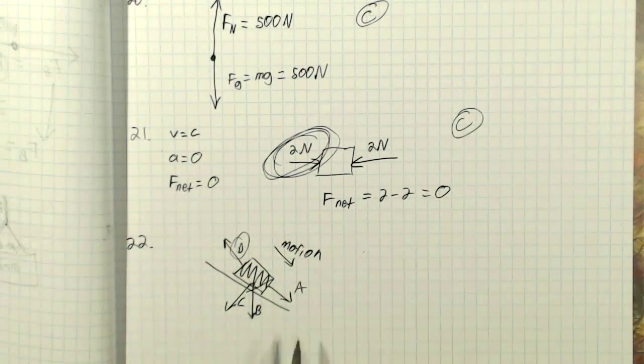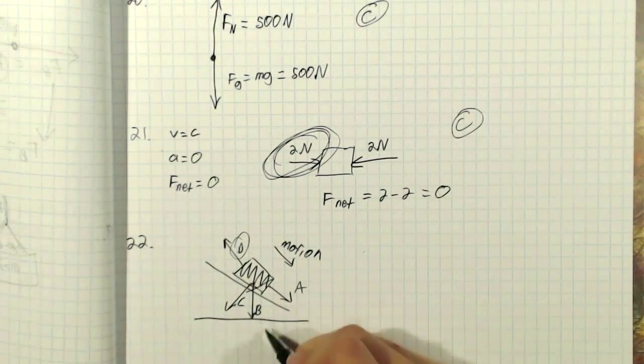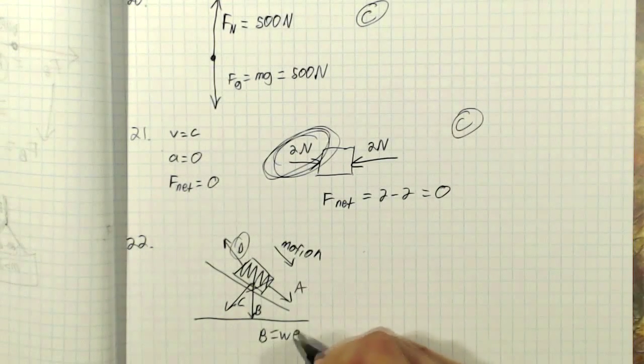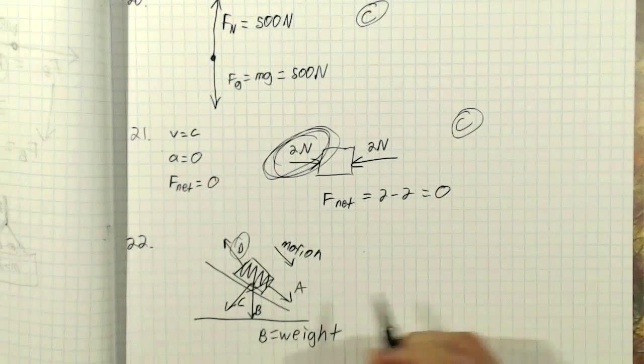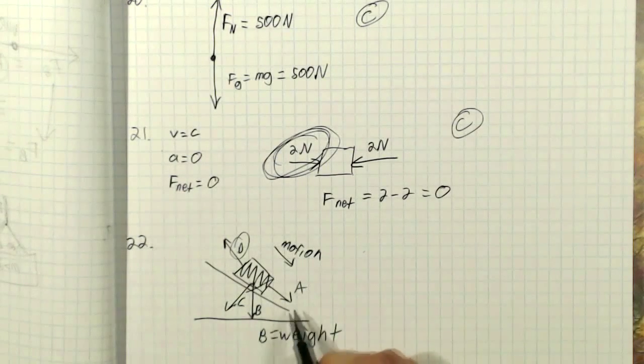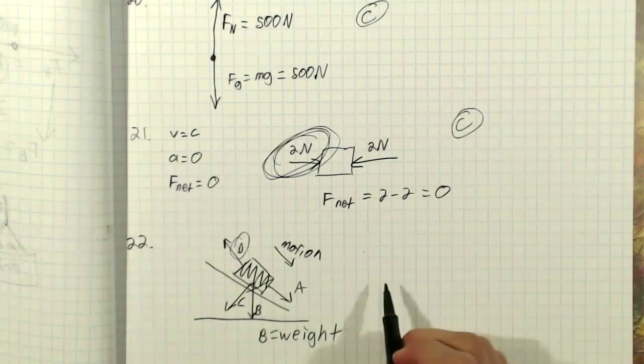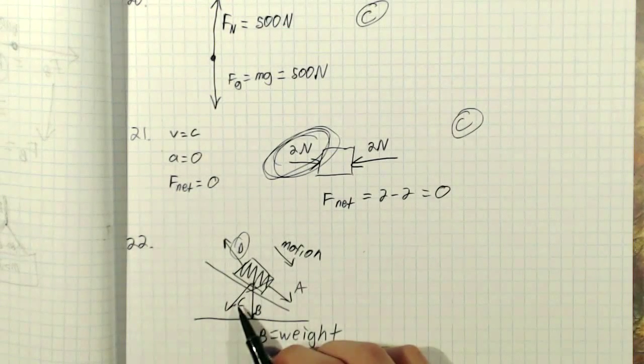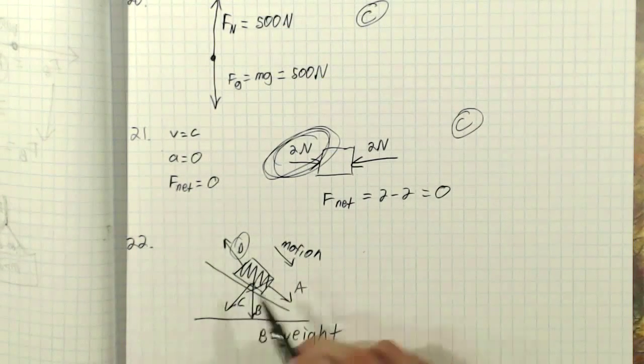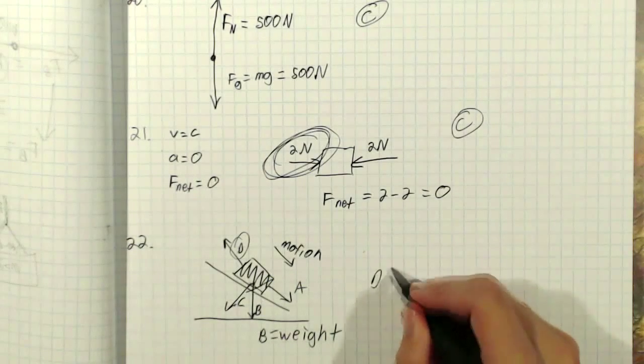B, since it's perpendicular to the ground, is going to be your weight. The weight of your object. A is going to be the component of your weight down the ramp. C is going to be the component of your weight perpendicular to the ramp. And as we said, D is going to be your friction. So the answer is D.